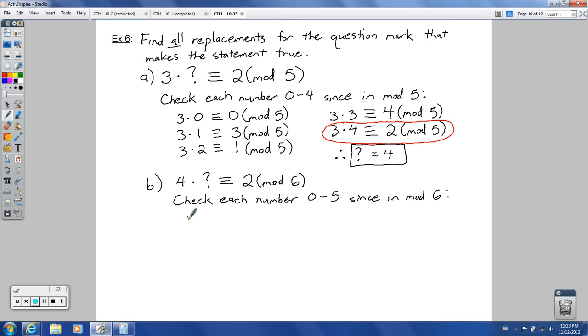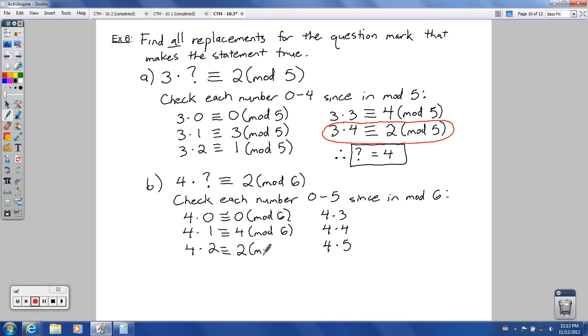And so let's put that here. We've got 4 times 0, 4 times 1, 4 times 2, 4 times 3, 4 times 4, 4 times 5. What are all those congruent to in mod 6? So 4 times 0 is still 0 in mod 6. We have 0 with a remainder of 0. So that is 0 in mod 6. This will be 4 in mod 6. This would be 8, but 8 in mod 6 is 2 because you have a remainder of 2 when you divide 8 by 6. 4 times 3 is 12, which is 0, no remainder, in mod 6.